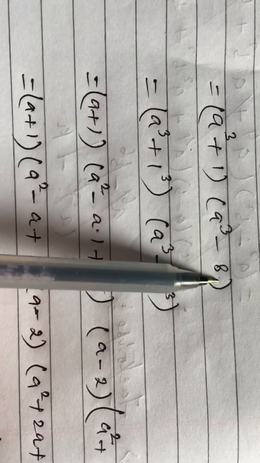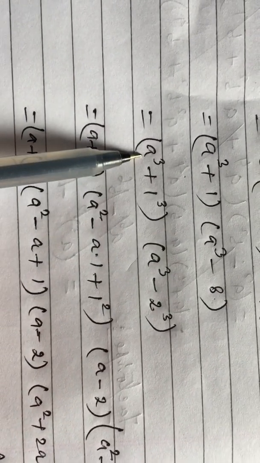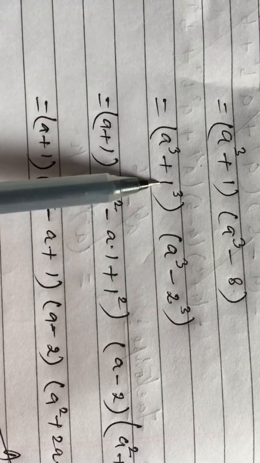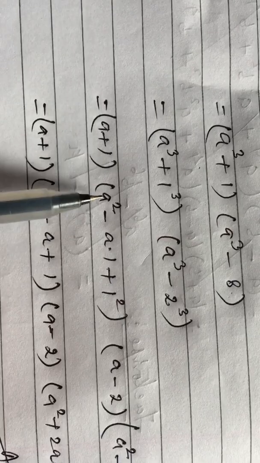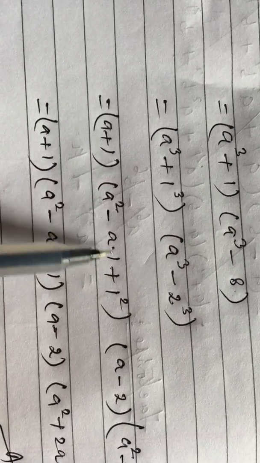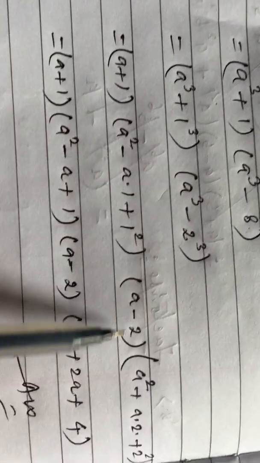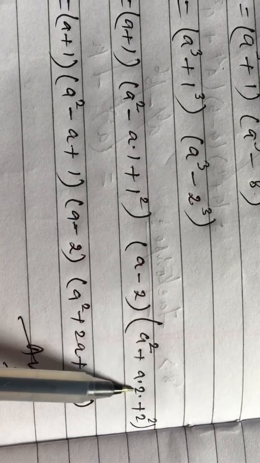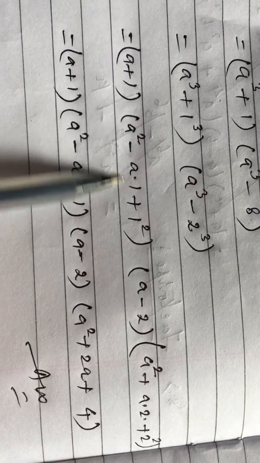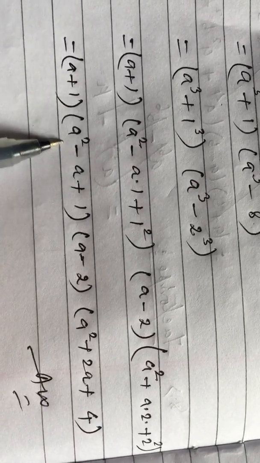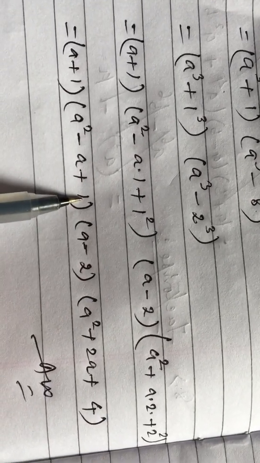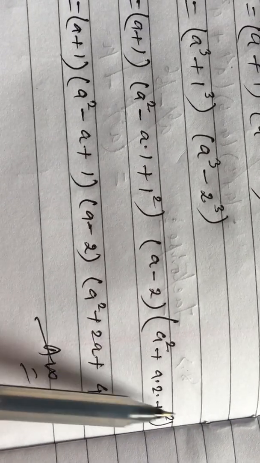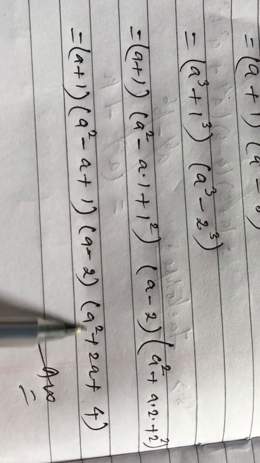of 1 and it is the perfect cube of 2. We can write here a cube plus 1 cube and a cube minus 2 cube. Now applying the formula a cube plus b cube, a plus b, a square minus a into b plus b square, a minus b, a square plus a into b plus b square. So a plus 1, a square minus a, 1 is a and the square of 1 is 1, a minus 2, a square plus 2a and the square of 2 that is 4. This is the factors of this.